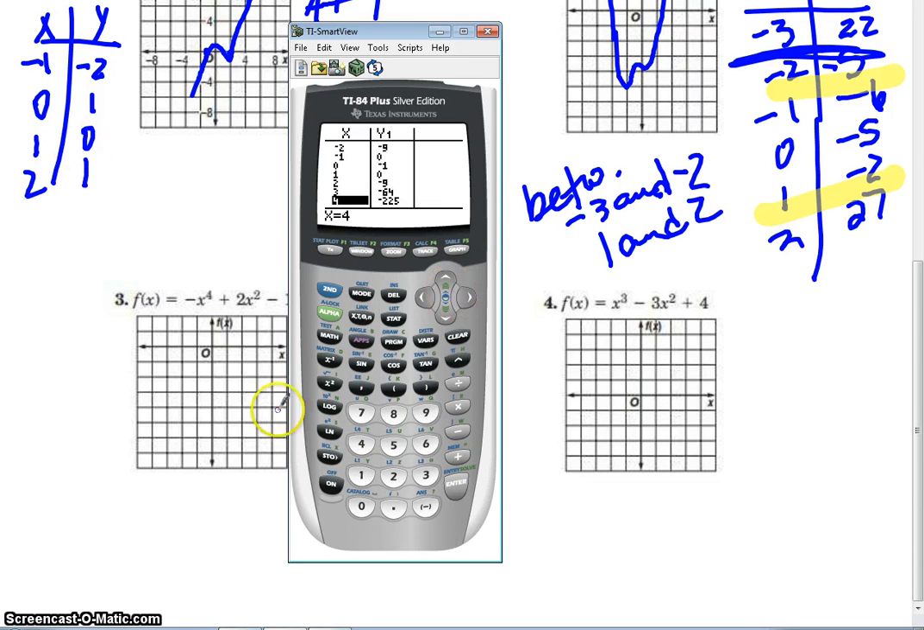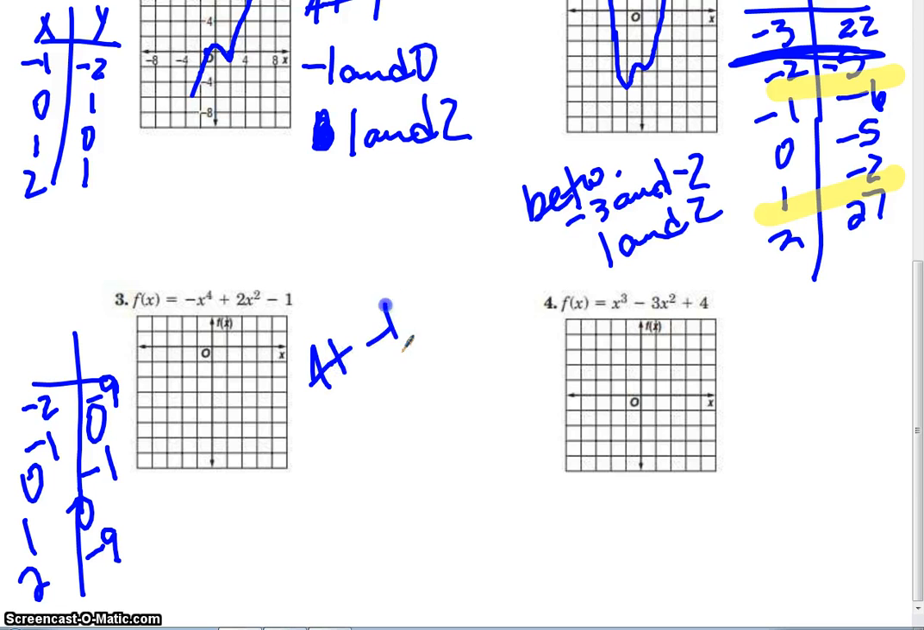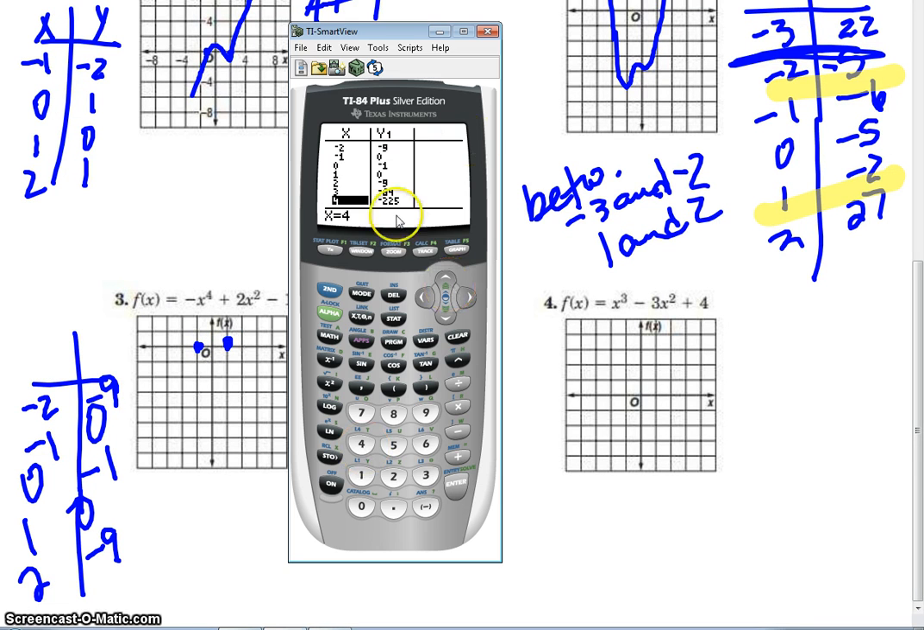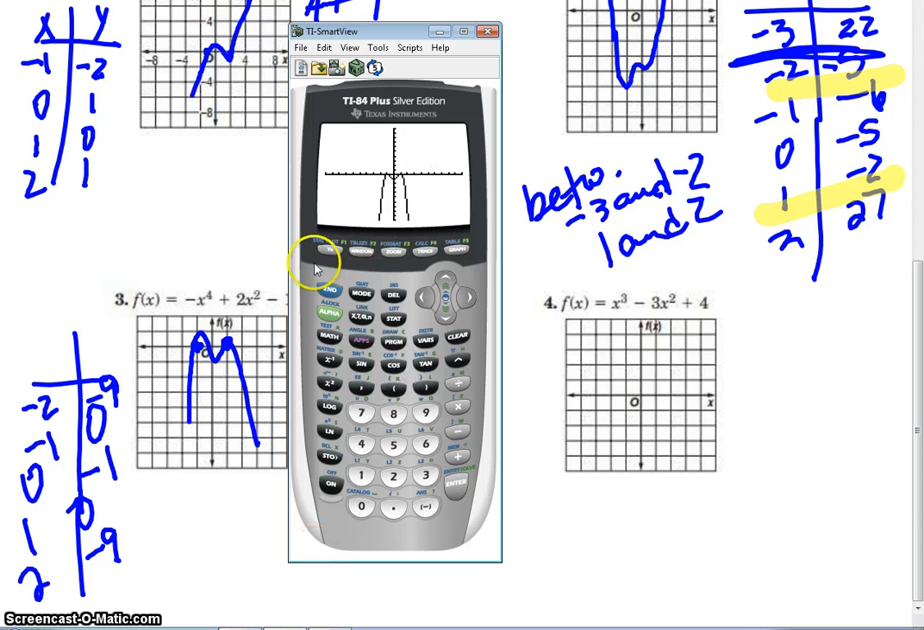So on my table, I would say -2, -9, -1, 0, 0, -1, 1, 0, 2, -9. So I have one at -1, I have one at 1. So I know it's going to cross the graph here and here. I'm going to go zoom 6, and I'm going to see that it goes up, down, up, down. Once again, your graphs are not going to be perfect.